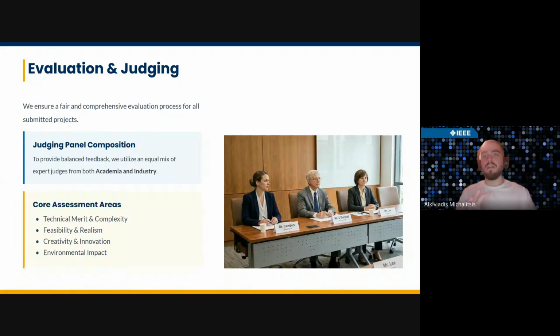The judging panel will be composed of an equal amount of academia and industry for each team, and it will provide balanced feedback. In general, it will have a lot of steps before the final score. Regarding the core assessment areas, like we said in the previous stuff, you might think of the technical merit, what we need to say and to present as teams in the technical part.